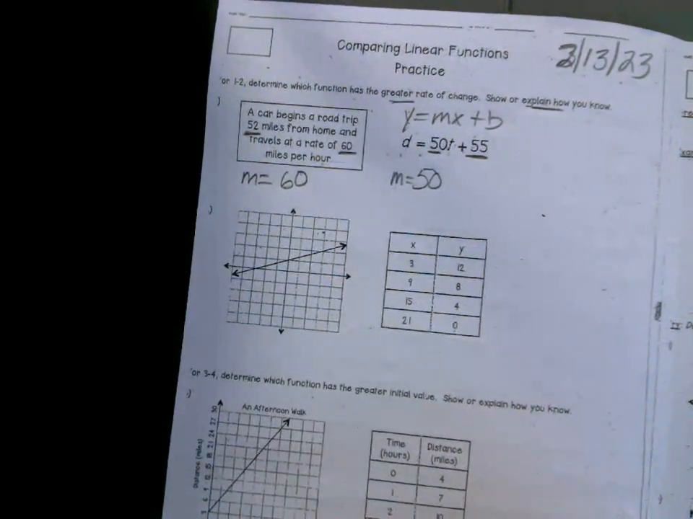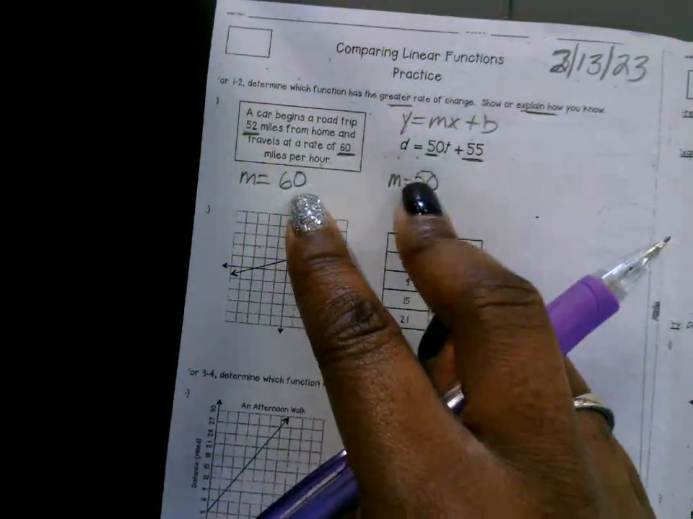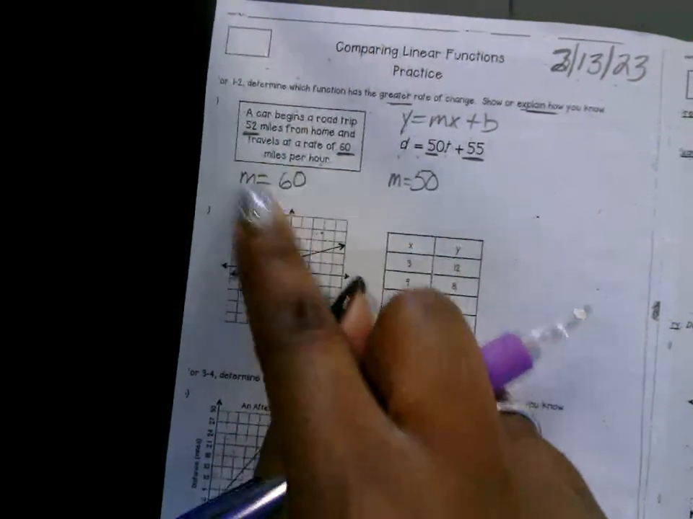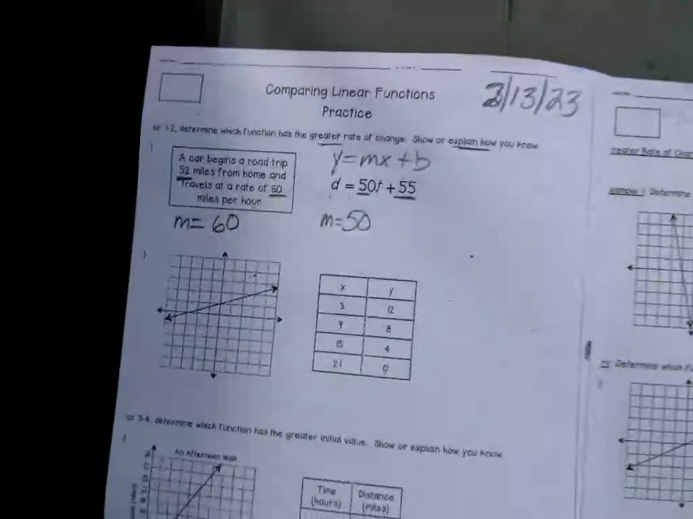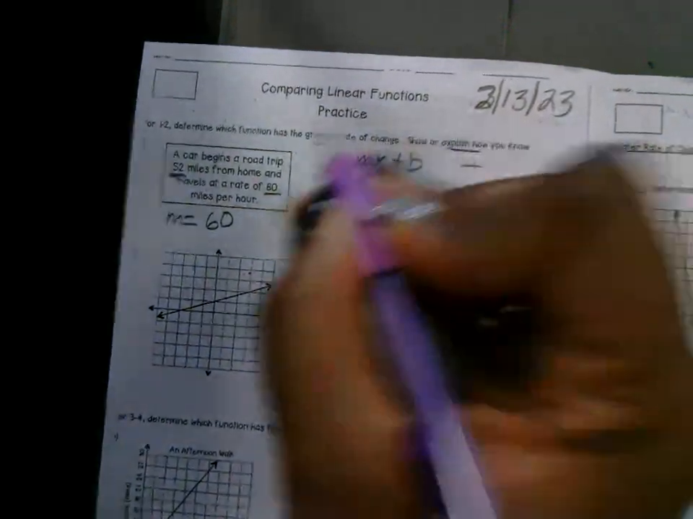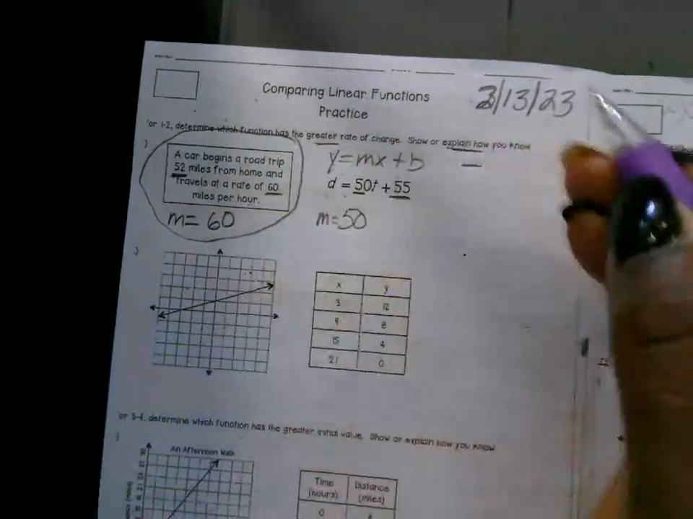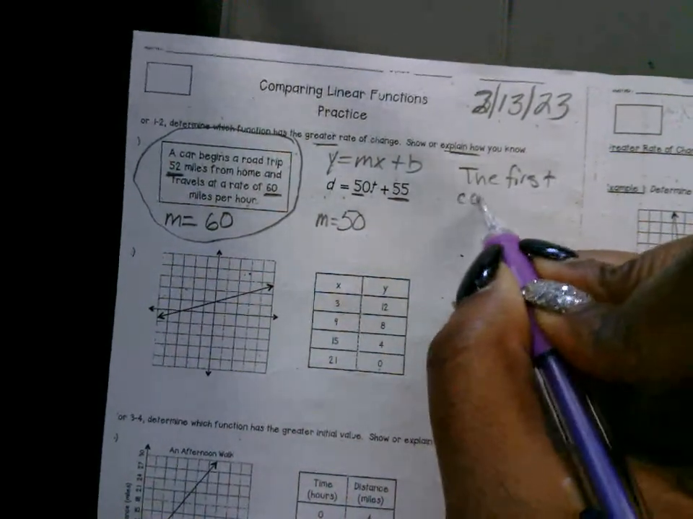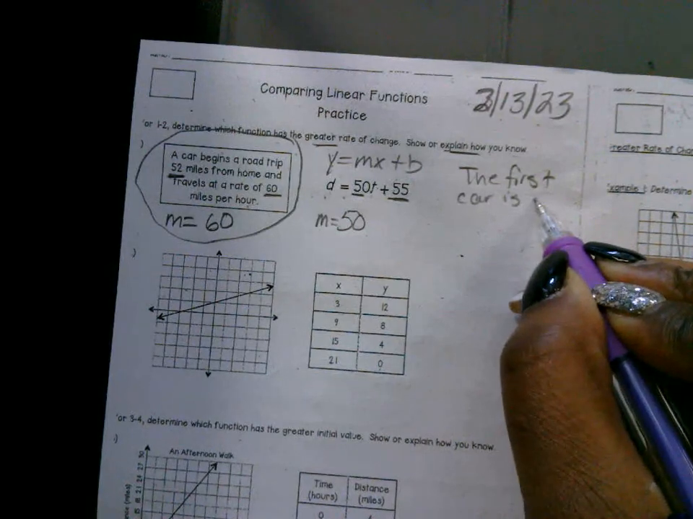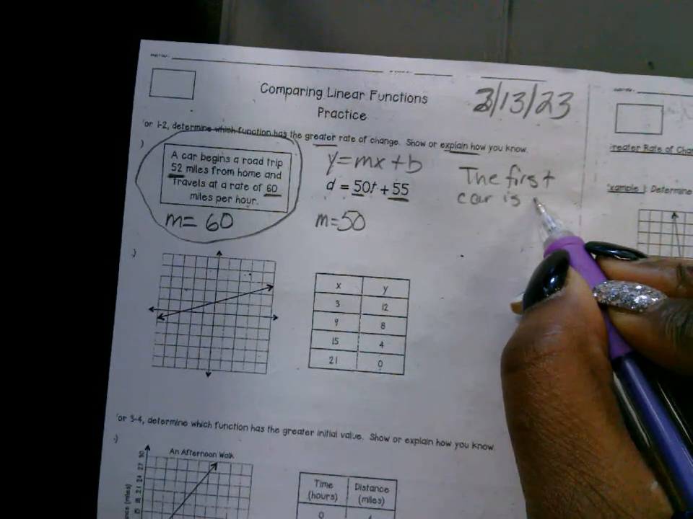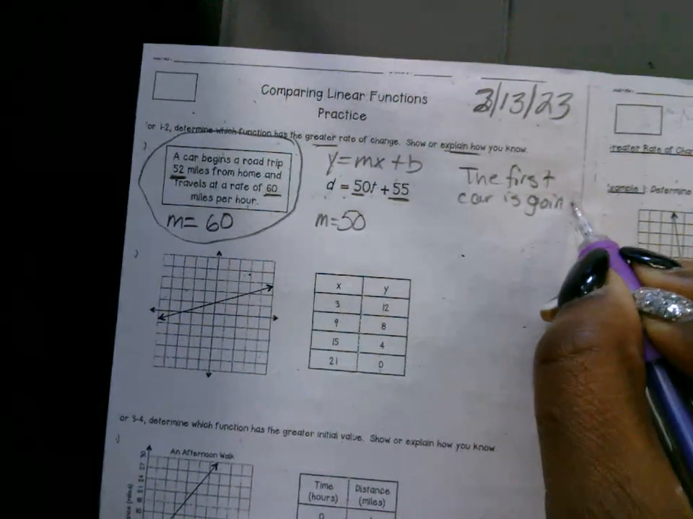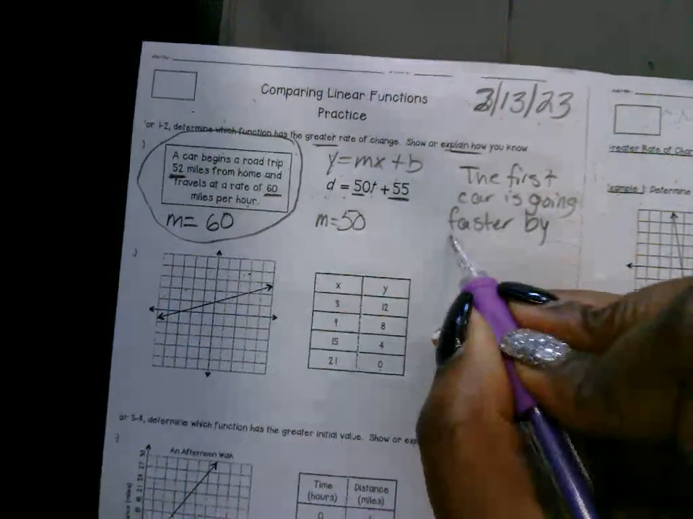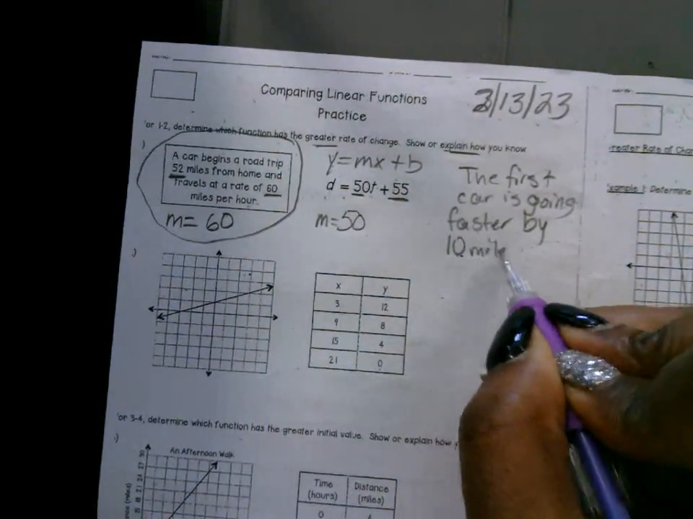Which one of these vehicles is going the fastest? Car one or car two? Car one. The first car is going the fastest because that slope is greater. Okay, so we're going to circle this scenario. This is going faster. How much faster is the first car going? By 10. 10 miles per hour.